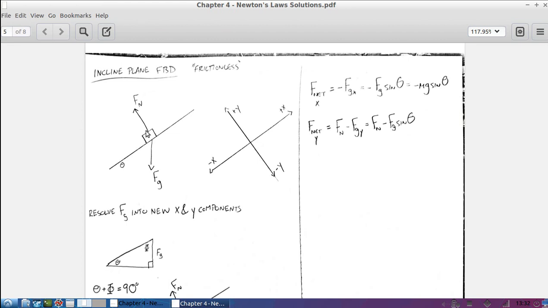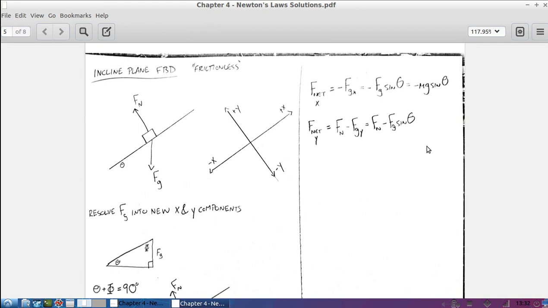F net in the y direction, you've got the normal force, which is acting in the positive y, and the y component of the gravity vector. So I've got the normal force minus the y component of gravity, which is normal minus f_g cosine theta. Again, f sub g is just mg.